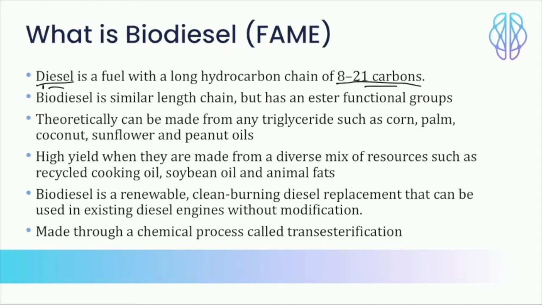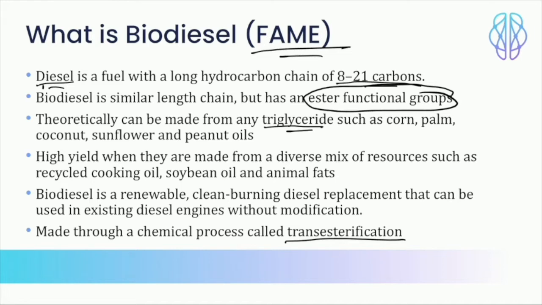Biodiesel has a similar chain length of about 8 to 21 carbons. However, the key is it has an ester functional group, and that's where the word FAME comes in. We can collectively call biodiesels fatty acid methyl esters. That's what they're collectively known as. We make them through a process called esterification, and we can source them from theoretically any triglyceride. A triglyceride, as you may recall from our video on saponification, has the glycerol backbone and the 3 fatty acids coming off it. Examples of triglycerides could be corn, palm, coconut, sunflower, or peanut oils.